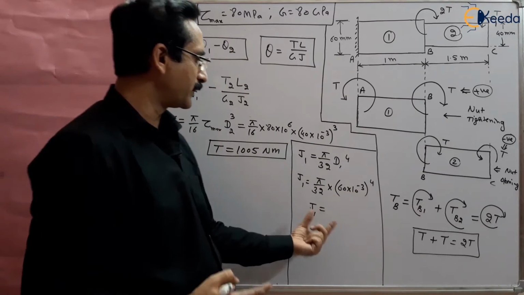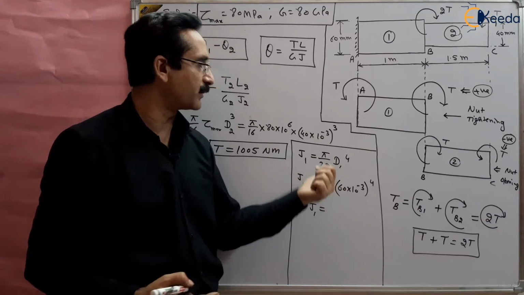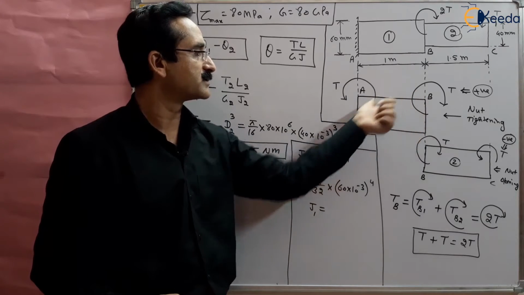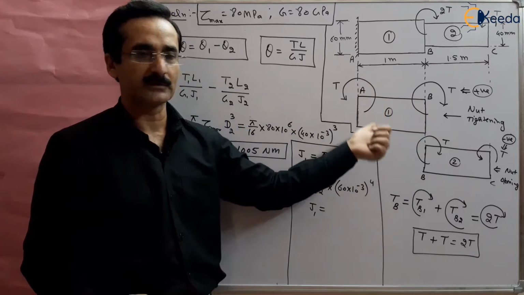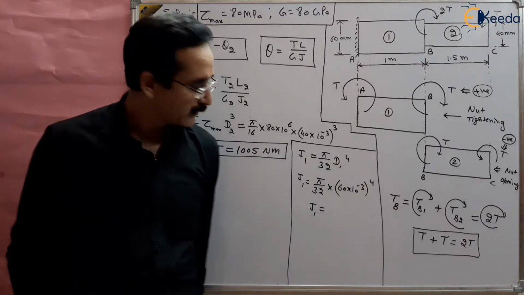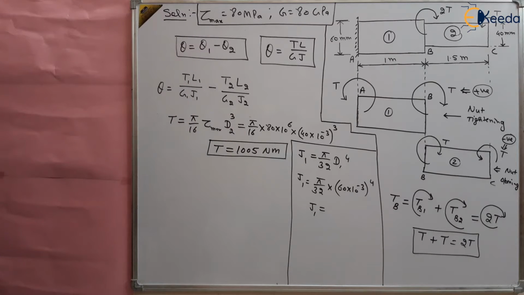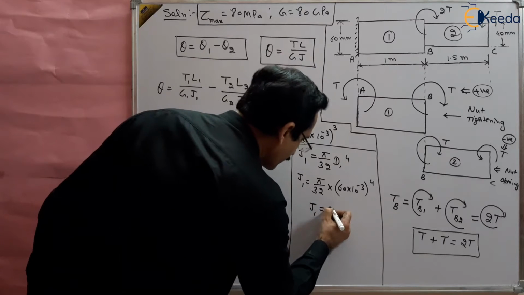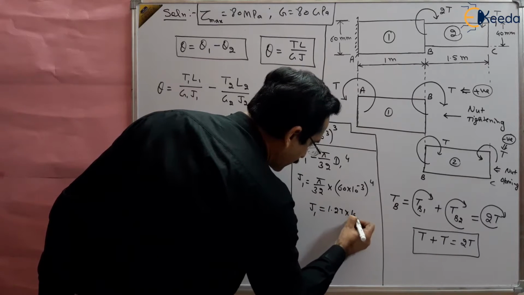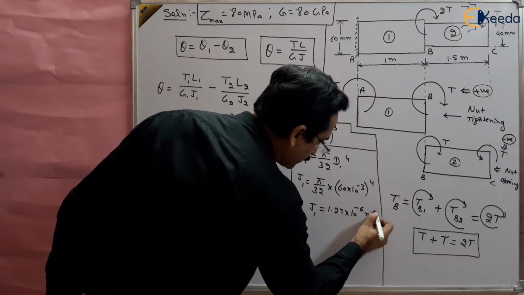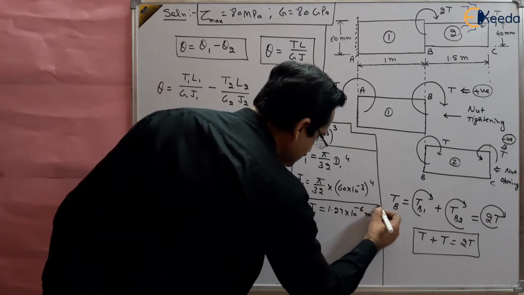Solve it using calculator and find out the polar moment of inertia for this shaft number 1, this part of the shaft, right? Polar moment of inertia, and it will come out to be 1.27 into 10 power minus 6 meter to power 4. So this is J1.